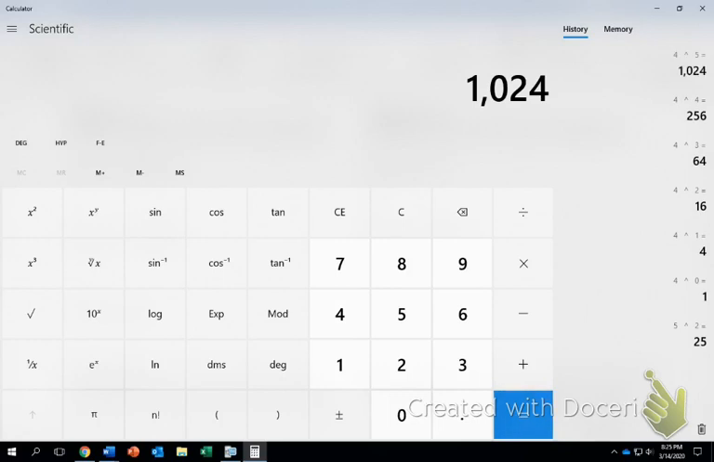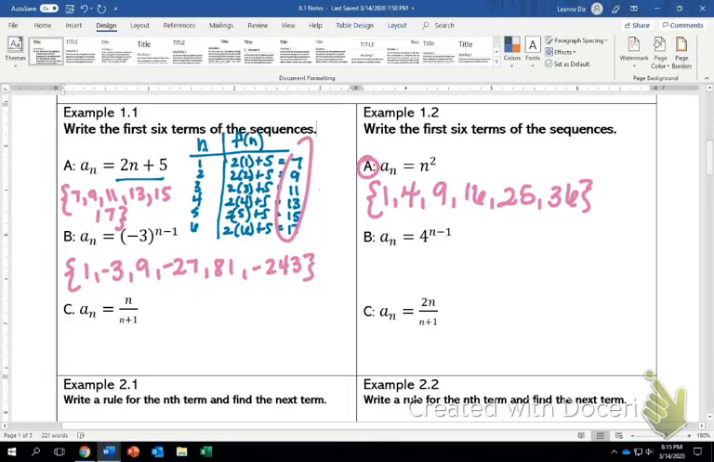And now that I have all of these numbers, I can write them in my answer area on my notes here. So this was 1, 4, 16, 64, 256, and then finally 1024. And these were the first 6 terms for this.